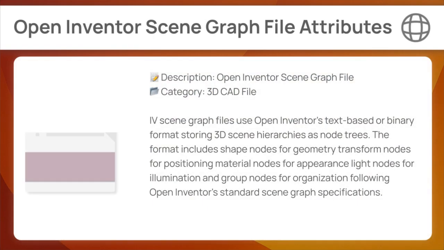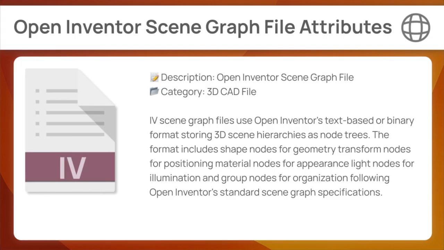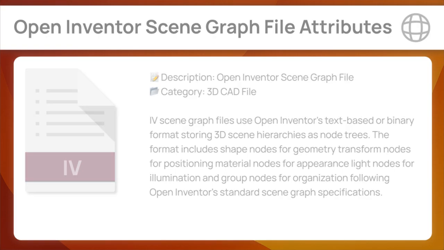IV scene graph files use Open Inventor's text-based or binary format storing 3D scene hierarchies as node trees. The format includes shape nodes for geometry, transform nodes for positioning, material nodes for appearance, light nodes for illumination, and group nodes for organization following Open Inventor's standard scene graph specifications.